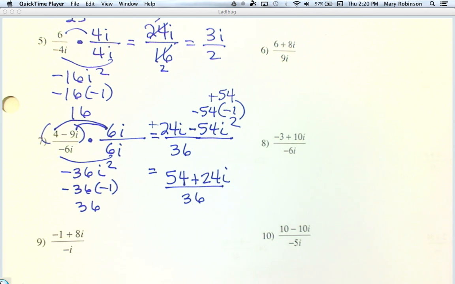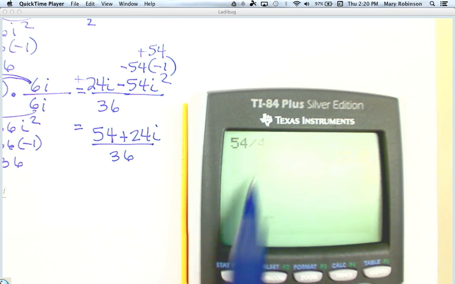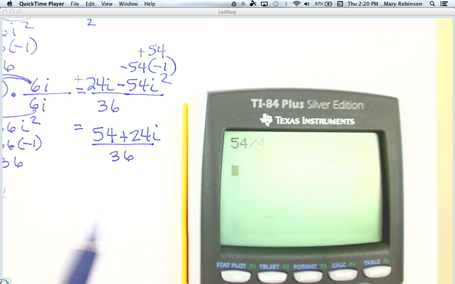So 54 and 24 and 36, we know that they're all even, so they're all divisible by 2. We could use 2 to reduce, but we should check to see if there might be anything else. So other than 2, let's try 4. 54 is not divisible by 4. 24 and 36 are, but all three need to be divisible by the same factor.